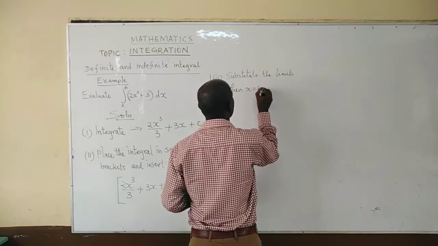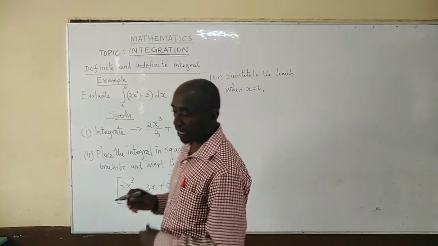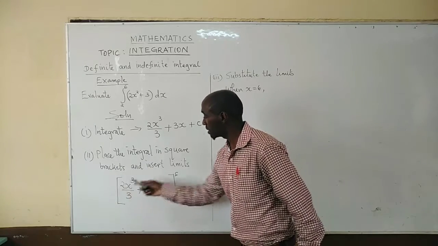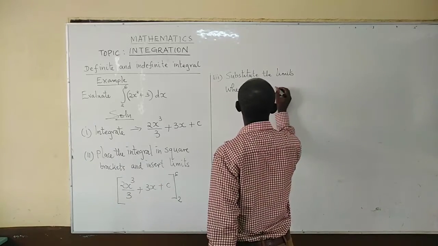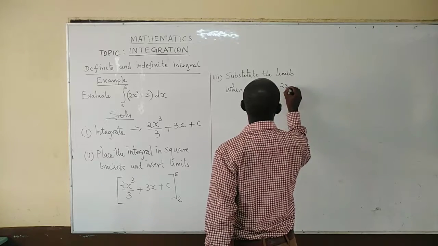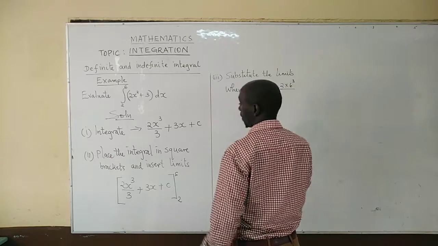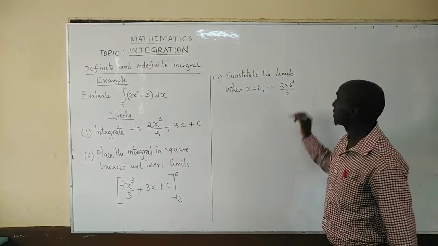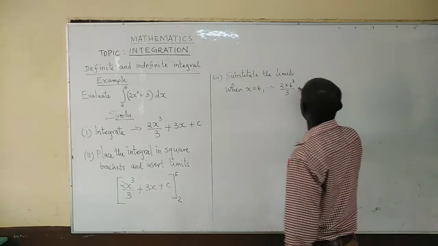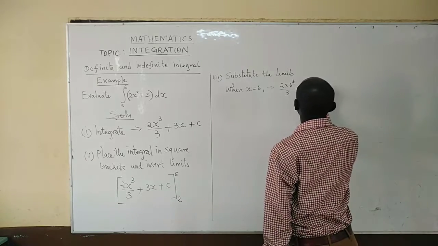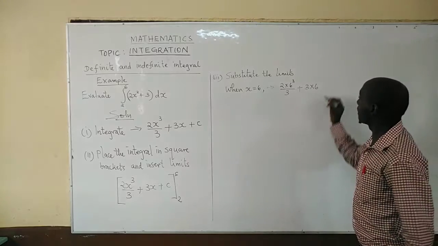When x is 6, the integral becomes what? Just put 6 here in place of x. We'll have 2 times 6 cubed over 3 plus 3 times x, which is 3 times 6, plus c.